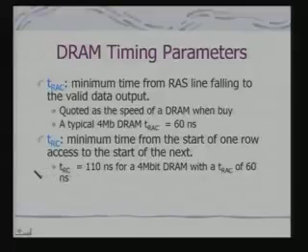TRC is the minimum time from the start of one row access to the start of the next. That means when I have accessed one row and then I have to access another row, there has to be a definite delay or time period or cycle. This value is typically 110 nanoseconds for a 4 Mbit DRAM with a TRAC of 60 nanoseconds.